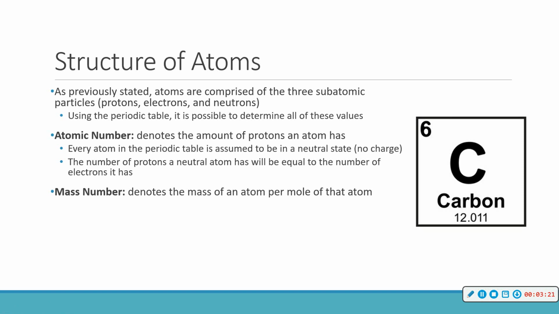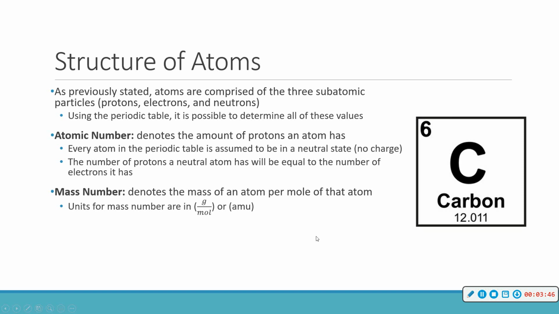Now, the mass number is exactly what it sounds like. It will tell you the mass of an atom per mole of that atom, or you can basically say that it's the mass of one atom of an element. The units that we're going to be using are grams per mole, but more specifically in this section, we're going to focus on AMU, or like previously stated, atomic mass units.